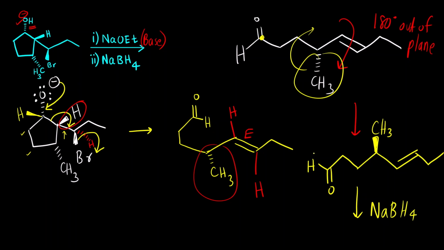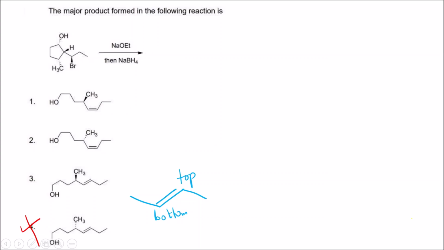And then after this you do reduction. NaBH4, what will get reduced? It does not reduce the double bond, it will reduce the aldehyde. So the aldehyde will be reduced to alcohol. Methyl is above the plane, double bond, and ethyl group.